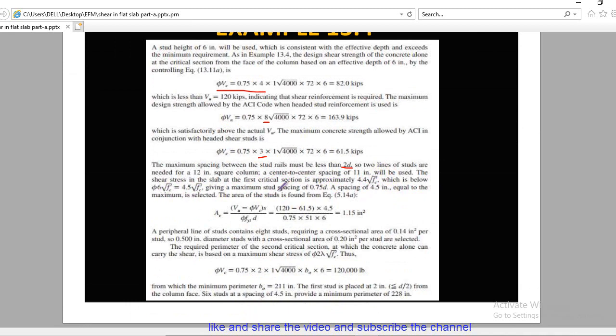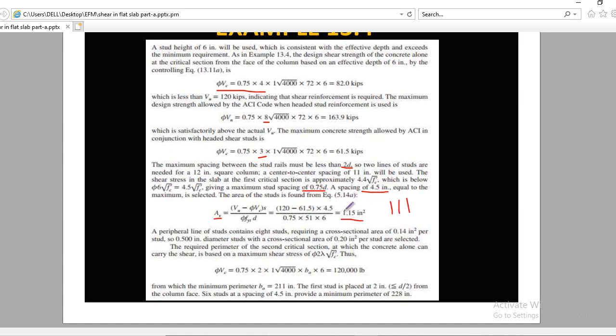What does it mean? This is the ACI code criteria. Basically, I already explained this in lecture number 11: if your phi Vn value is below this value, your maximum spacing should not exceed this value. And if it is more than this value, then your maximum spacing will be 0.5 times d. So go and watch lecture number 11. So the spacing will be 4.5 inch maximum.